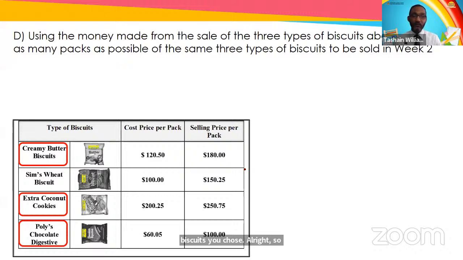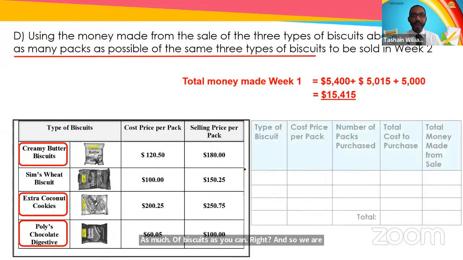So we're going to sell in week two again. So we say, all right, this is the money that you make now, 15,415. Use that money to buy as many packs of biscuits as you can, right? And so we are going to be doing that.